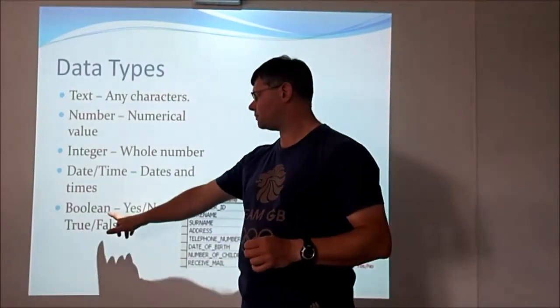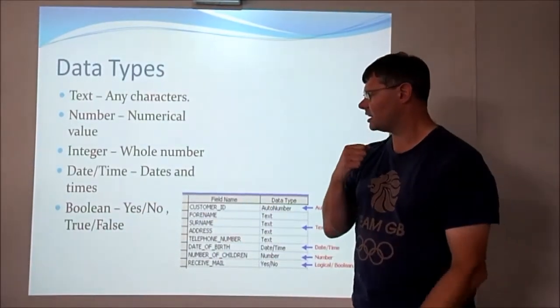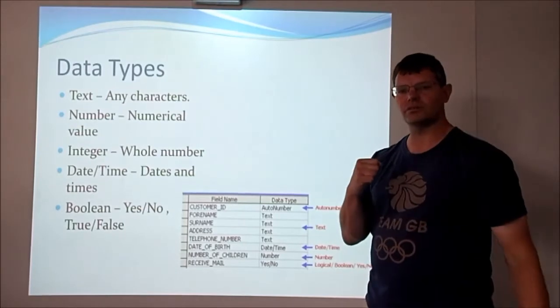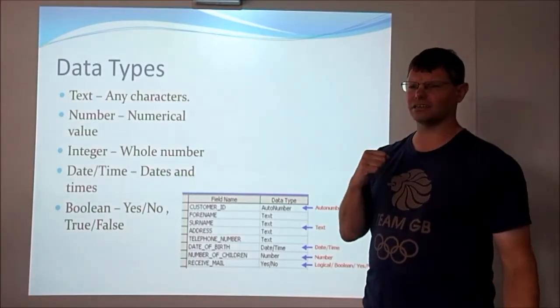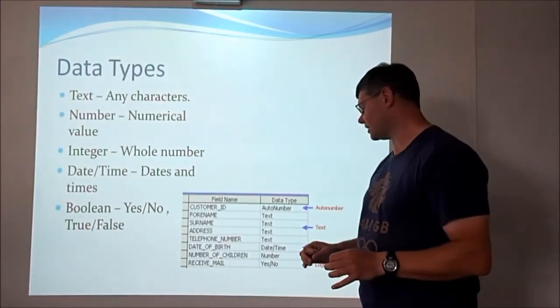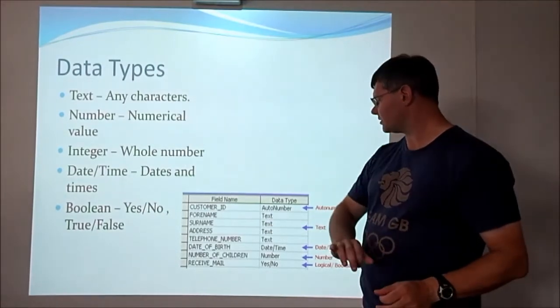And then you have Boolean data type. So that's where it's just going to be yes or no, true or false. It could be male or female, but probably not, because they tend to have more than 2 options for that now. But so these are some examples.